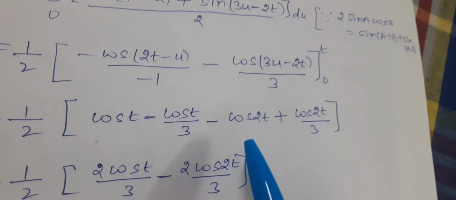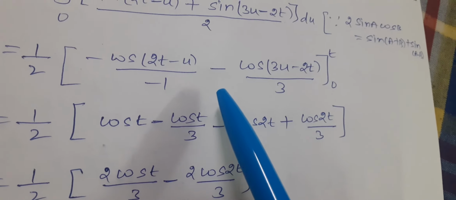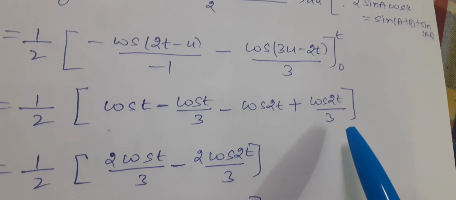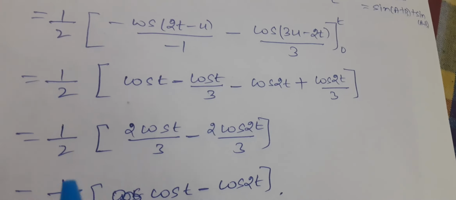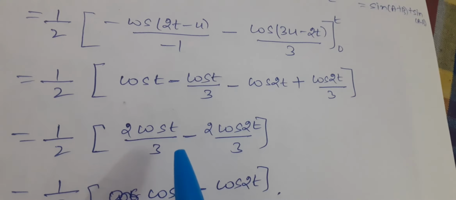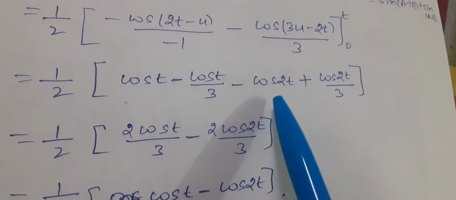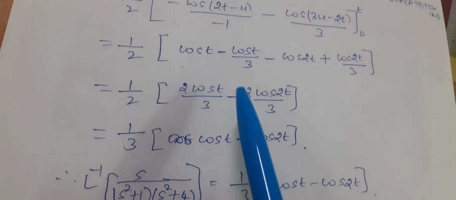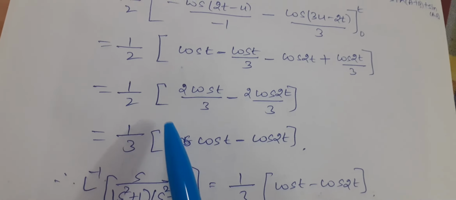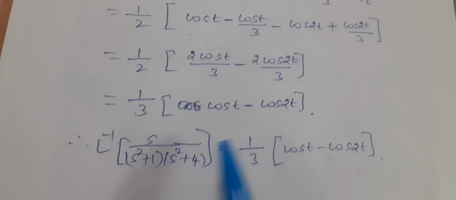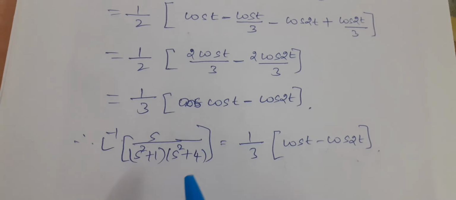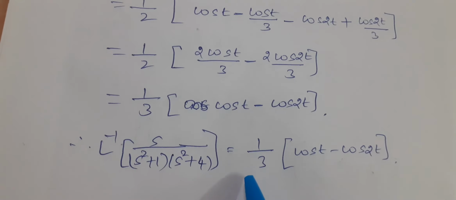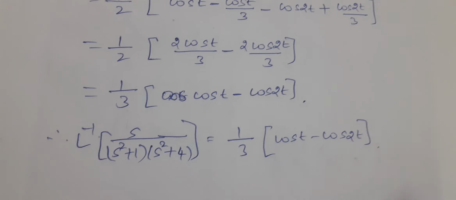So cos 2t. Here minus, lower limit 1 minus plus, here I am applying 0. Cos of minus theta is cos theta, so cos 2t by 3. I am doing the simplification, 1 by 2. Here 3 cos t minus t is 2 cos t by 3. Here minus 3 cos 2t plus cos 2t is minus 2 cos 2t by 3. So I am taking 3 outside. Here 2 outside, 2 gets cancelled. So 1 by 3 into cos t minus cos 2t. Therefore L inverse of s divided by s square plus 1 into s square plus 4 is equal to 1 by 3 into cos t minus cos 2t. Thank you.